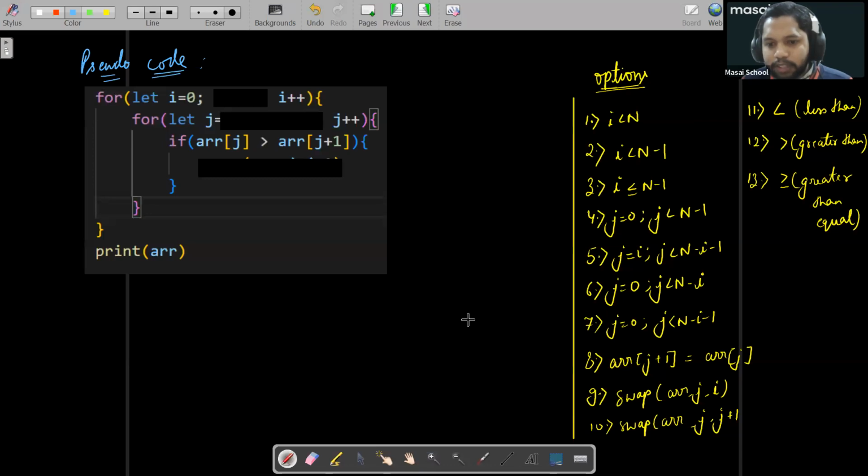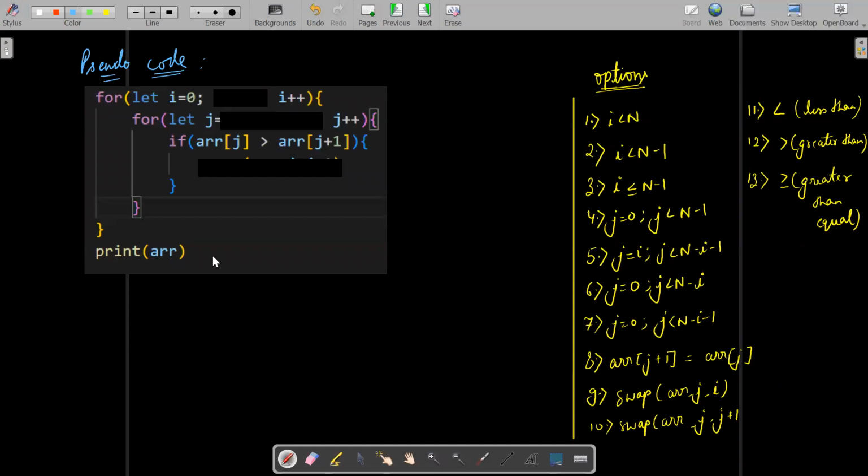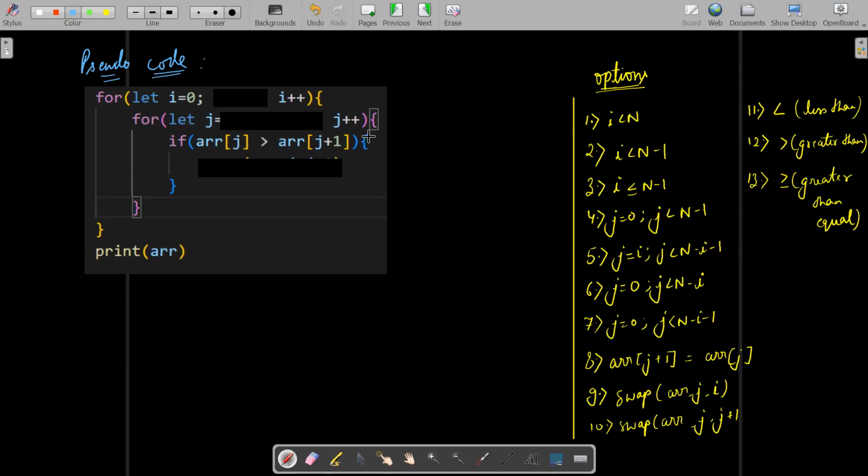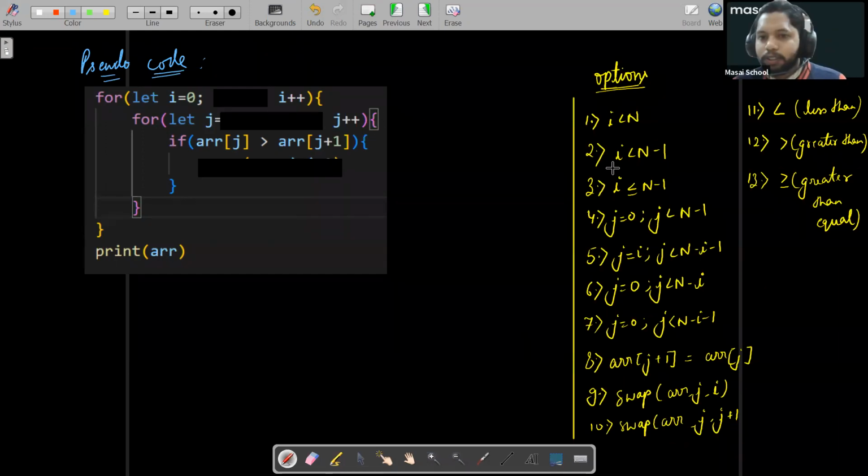So yes, Ritik Singh, you are allowed to unmute yourself. Yes, sir. Hi, sir. So I started from 0, and sir, I will run till I less than n minus 1. Second option, you are saying. Right, sir. Yes.